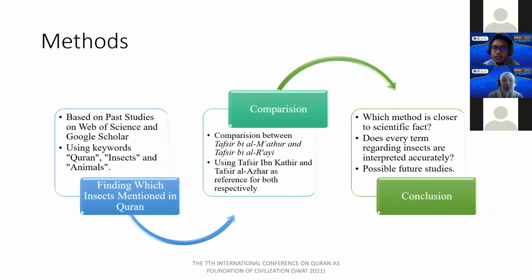First of all, for the method, for the first step, we will see what insects are mentioned in the Quran. For this, we look back into Quranic thematic studies regarding animals, insects, and the Quran from past studies using Web of Science and Google Scholar. And then after we find what insects have been mentioned, we compare the interpretation based on Tafsir bil-Ma'sur and Tafsir bil-Ra'yi. We will be using Tafsir Ibn Kathir as the representative for Tafsir bil-Ma'sur, and Tafsir Al-Azhar will be used to represent Tafsir bil-Ra'yi, although there are some parts where both exegetes actually use Tafsir bil-Ra'yi and also Tafsir bil-Ma'sur. And then for the conclusion, we will answer back the objectives that have been mentioned before.